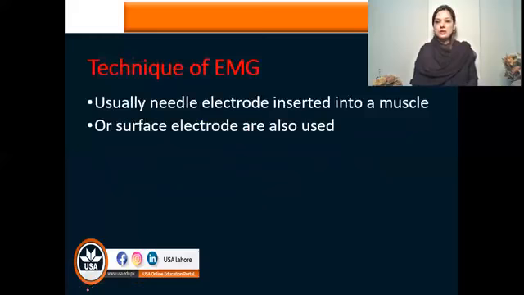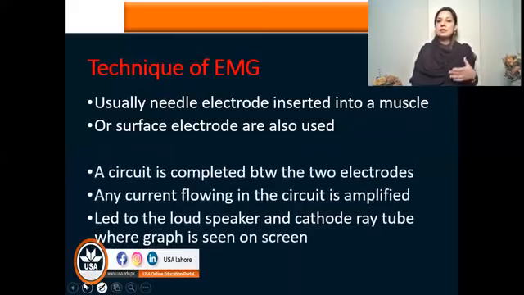Coming to the technique of EMG, usually a needle electrode is inserted in the muscle or a surface electrode is applied over the muscle, and a circuit is completed between the two electrodes. Any current flowing in the circuit is amplified and led to the loudspeaker or cathode ray oscilloscope. The loudspeaker gives auditory signals, and the cathode ray tube oscilloscope forms the graph.